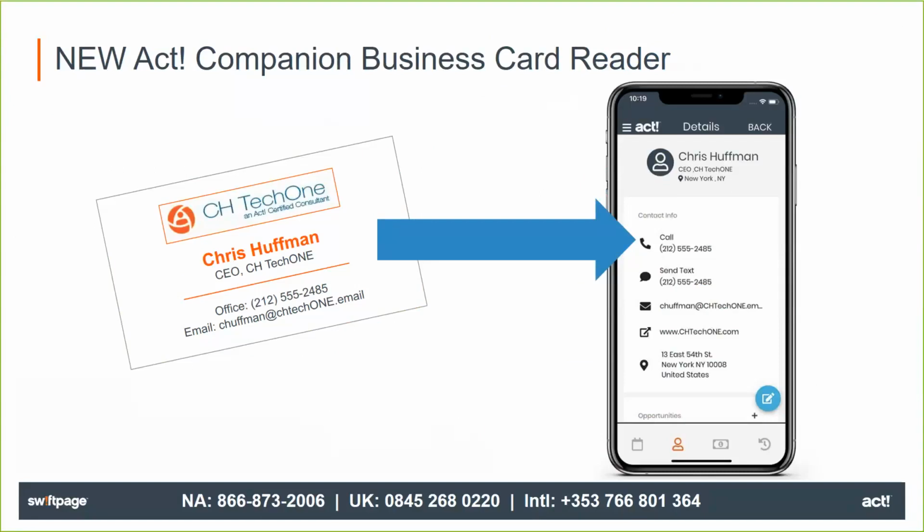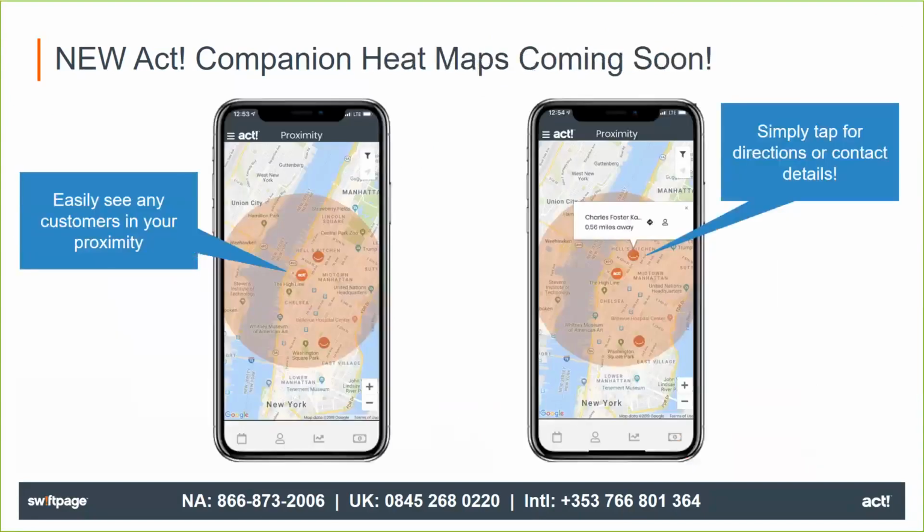Now, that's just one feature that we've introduced recently, but we've got some exciting features planned that are coming up ahead in the next month, including heat maps that we've got here. So you can easily see any customers in your proximity, or perhaps you're taking a business trip somewhere and you want to find out, are there any contacts close by? You can find that on your map.